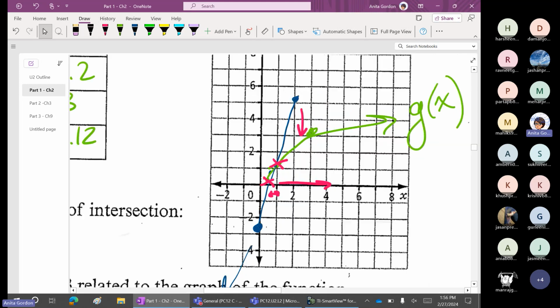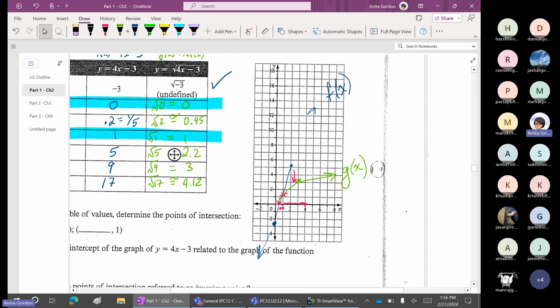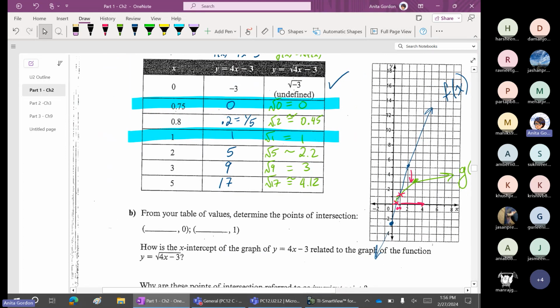Okay, also notice the general direction. My blue function is going up and to the right. My g function is also going up and to the right. The basic shape is different, but their directions are the same. Up and to the right. So looking at here, the points of intersection are 0.75, 0 and 1, 1.